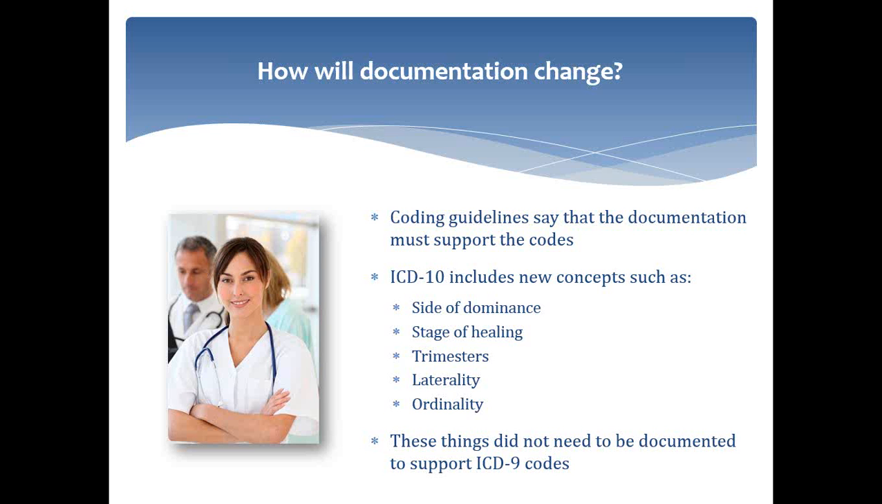Now, there are some new concepts that providers need to be aware of in ICD-10. And just to give you a few examples, some of the hemiplegia codes on paralysis in the nervous system chapter of ICD-10 include information about side of dominance. In other words, the code you pick is dependent on whether the patient is right-handed or left-handed. And you didn't need to document that for hemiplegia codes in ICD-9, but you do in ICD-10.